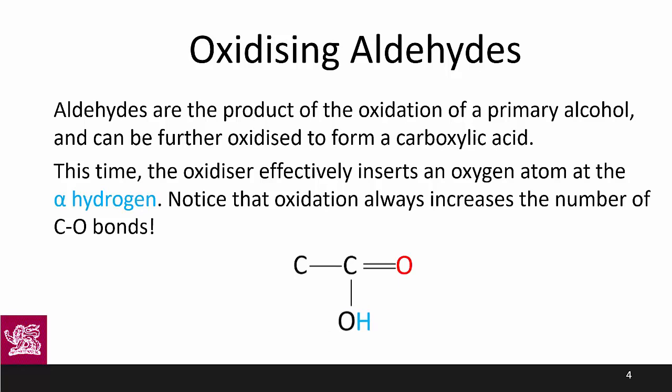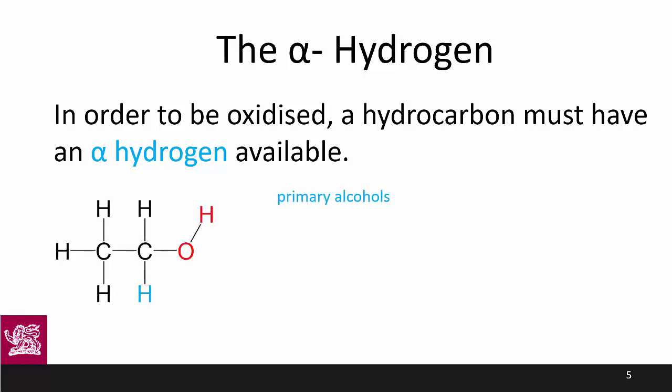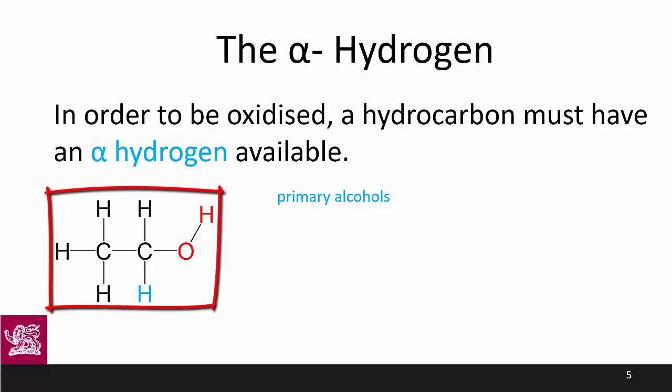Carbon to oxygen to hydrogen is always the way that things bond. In order to be oxidized, a hydrocarbon must have an alpha hydrogen. The alpha hydrogen is a hydrogen that's attached to the carbon to which the functional group is also attached. In this case, we have a primary alcohol. We can oxidize primary alcohols because they have an alpha hydrogen.